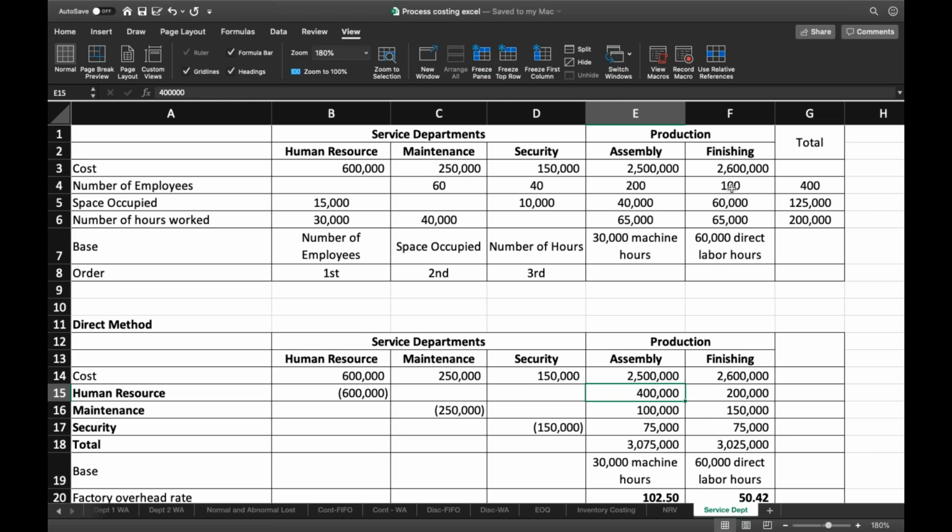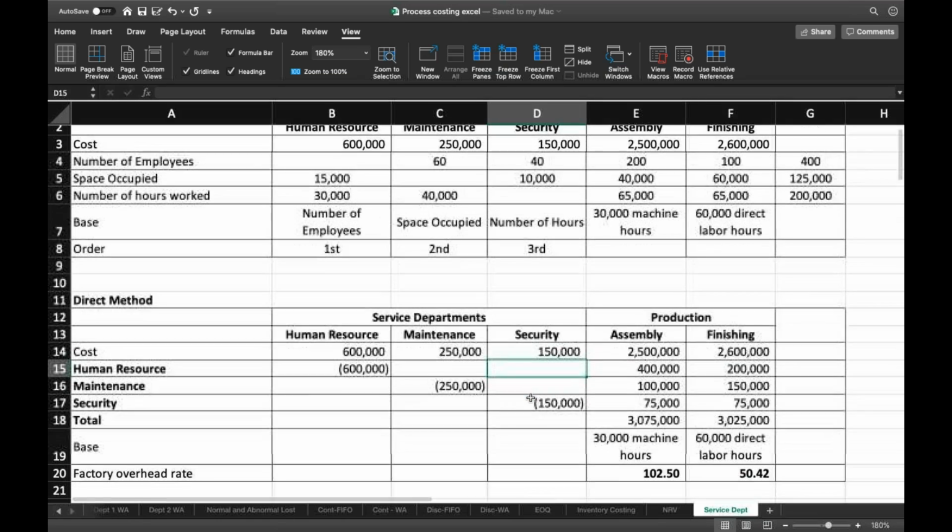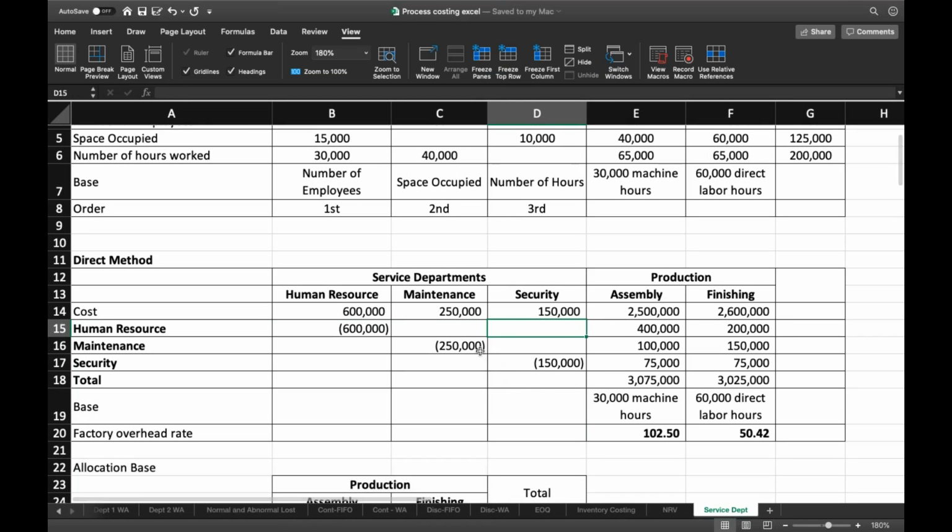Now, for the finishing department, the allocation base would be number of employees, and it has 100 employees. So 100 over 300 times 600,000, that's 200,000. So as you can see, all the 600,000 were allocated directly to the production departments only and none to the other service department. So we will do the same for the other service departments.